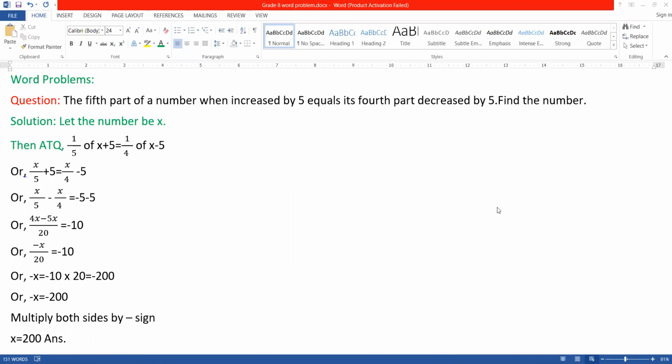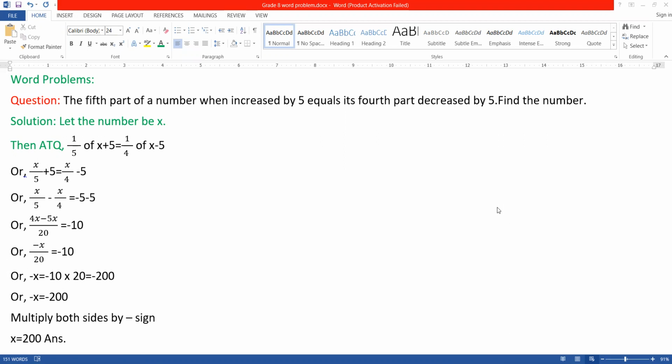This is questions related to the level of grade 8, because the questions consist of verbal problems or word problems, and we have to use only a single variable. We are not allowed to use two variables x and y for solving it.